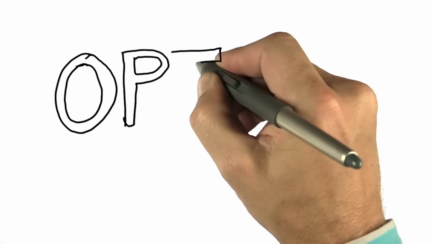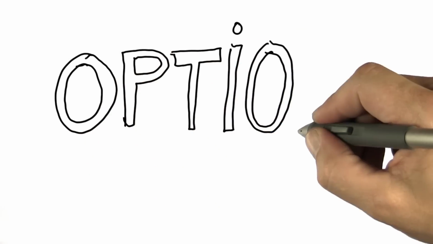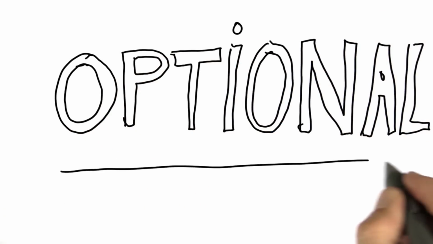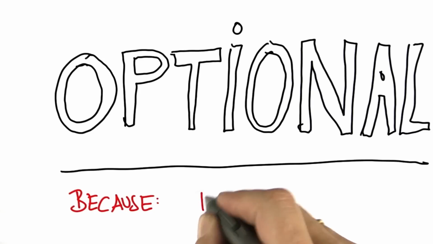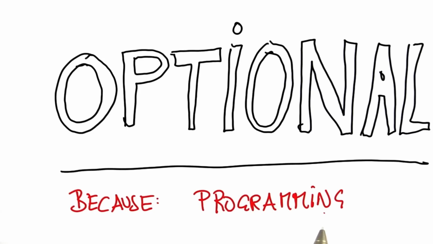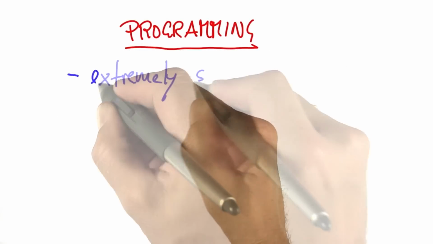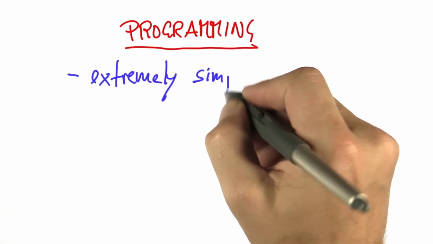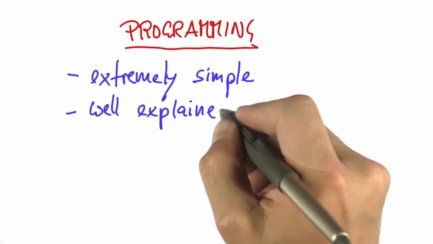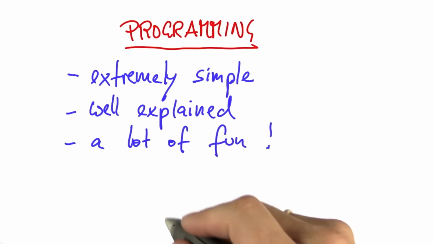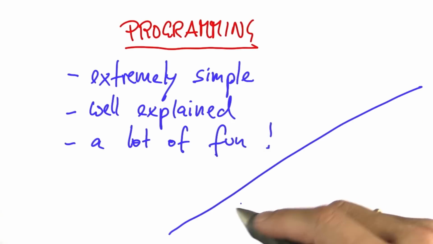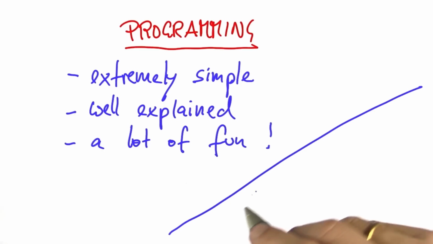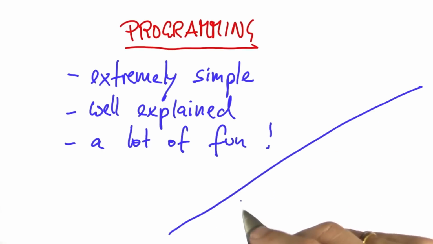But there's one thing to know. This unit is strictly optional. And the reason is there's programming involved in this unit, and programming was not a prerequisite. However, I will make sure what you have to do is extremely simple. It is very well explained and a whole lot of fun. So if you choose to take this unit, you will visualize some interesting data using a very simple programming tool.